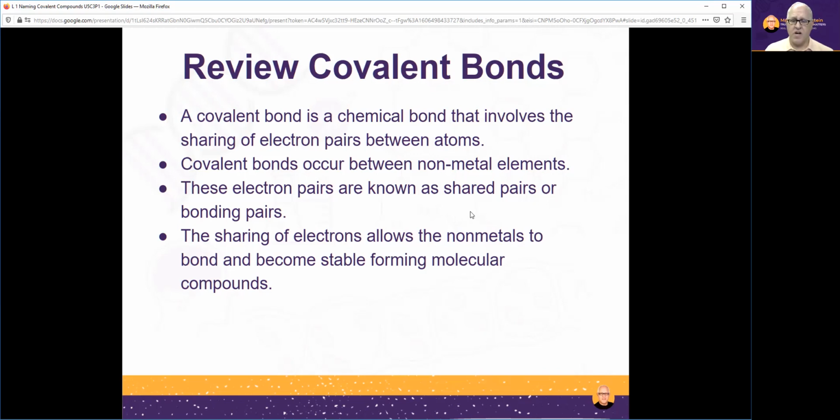All right, update your notes. Go back and look at these slides. Make sure you have this information down. Single bond, 1 pair. Double bond, 2 pairs. Triple bond, 3 pairs of electrons are being shared.